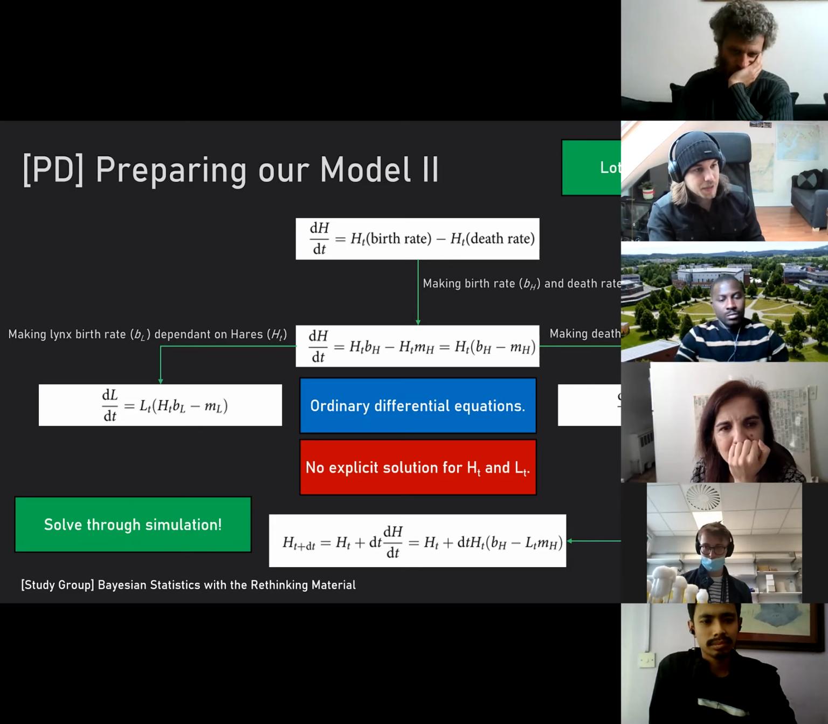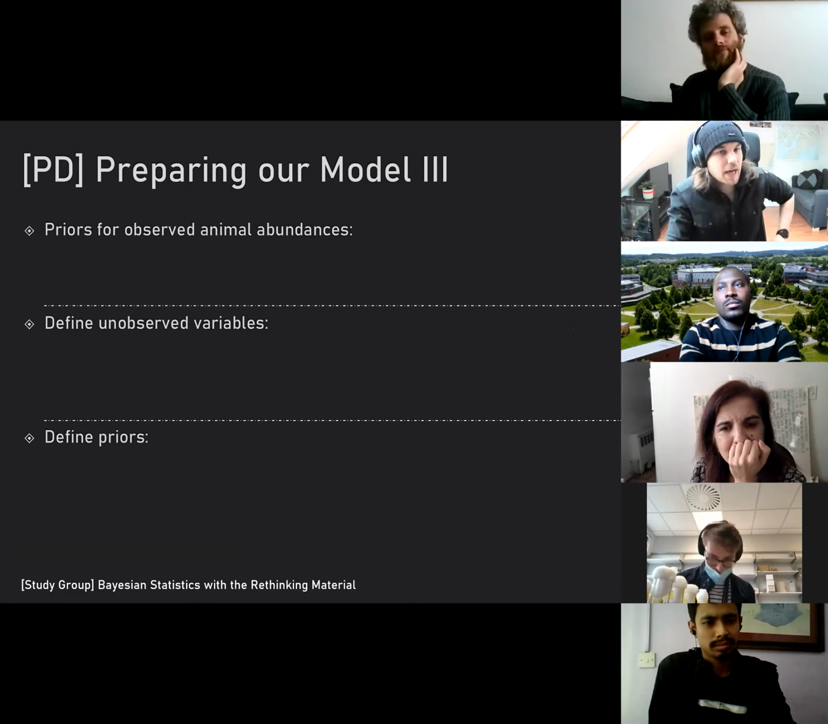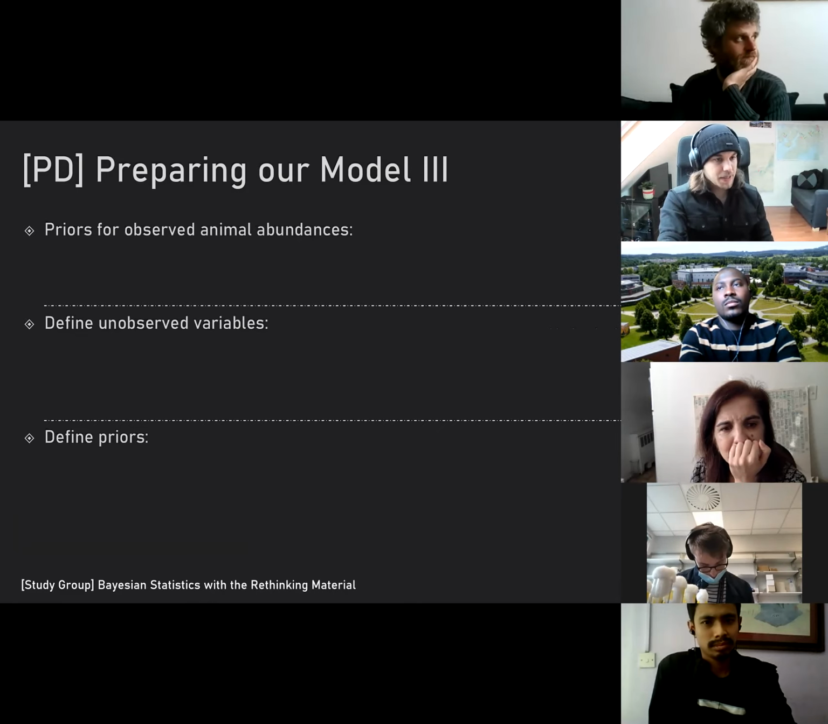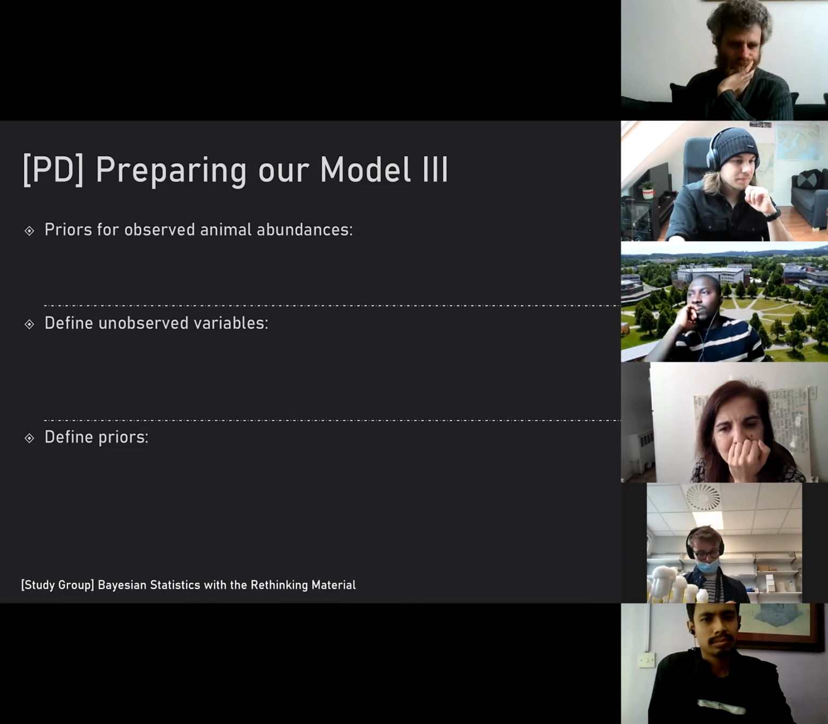So how do we do this? We prepare our model. We need some priors for our observed animal abundances. When you say solved by simulation, you just mean the normal no-U-turn sampler trick, right? Yes. Okay, perfect.